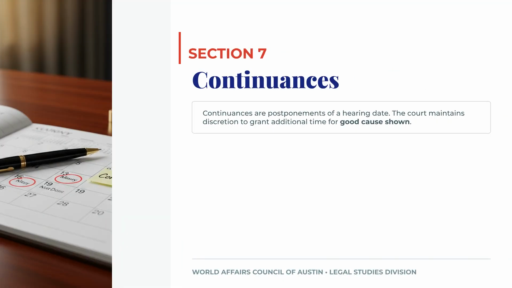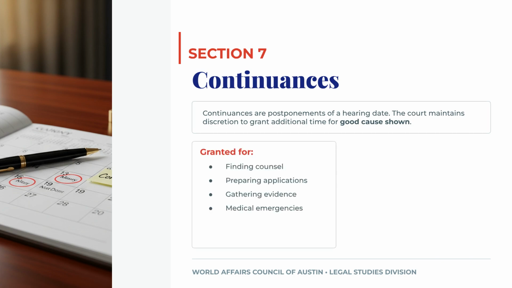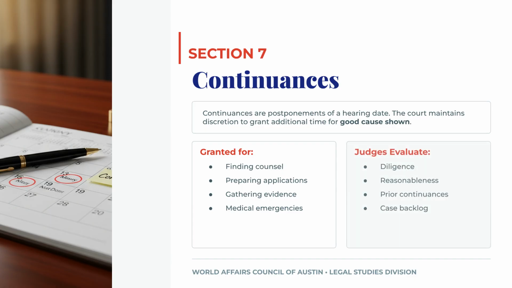Continuances are postponements of a hearing date, granted at the court's discretion for good cause shown. Reasons include finding counsel, preparing applications, or medical emergencies. Judges evaluate factors like diligence, reasonableness, and the court's case backlog.